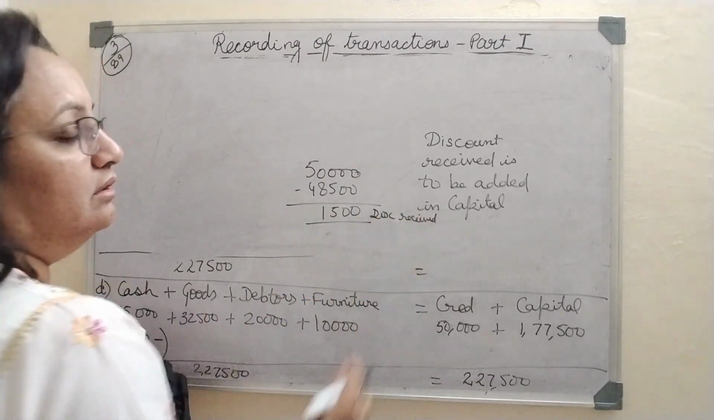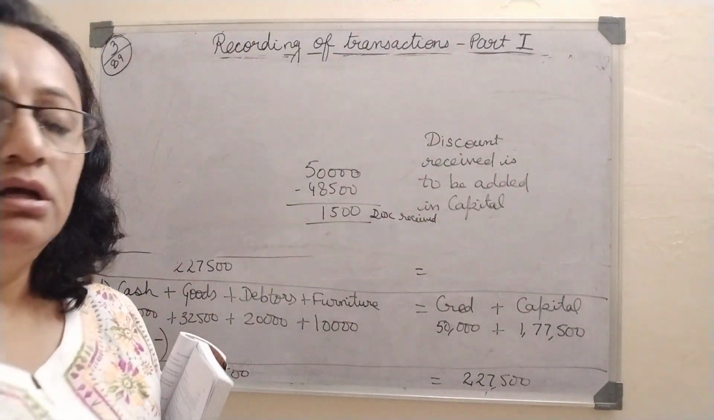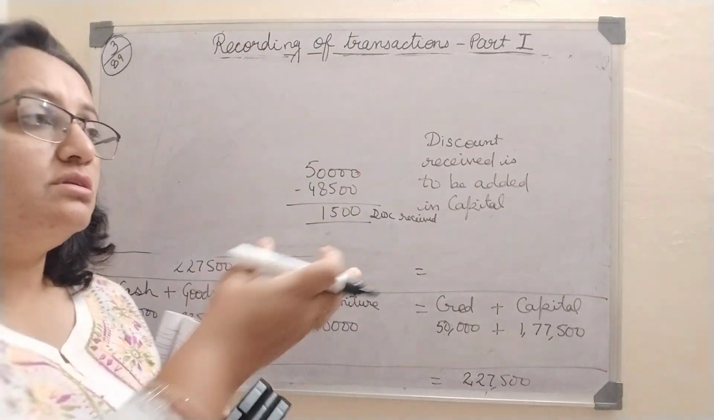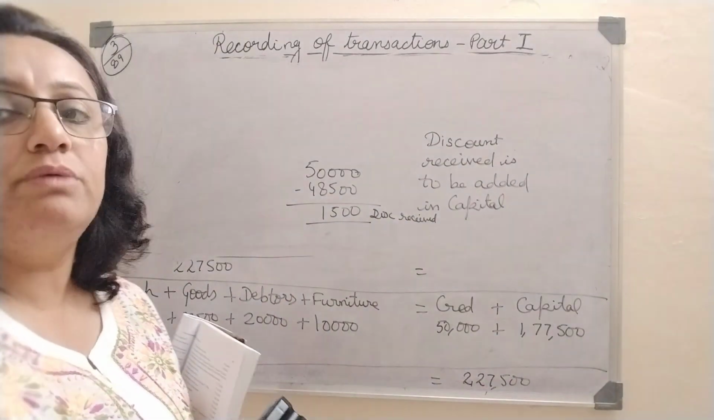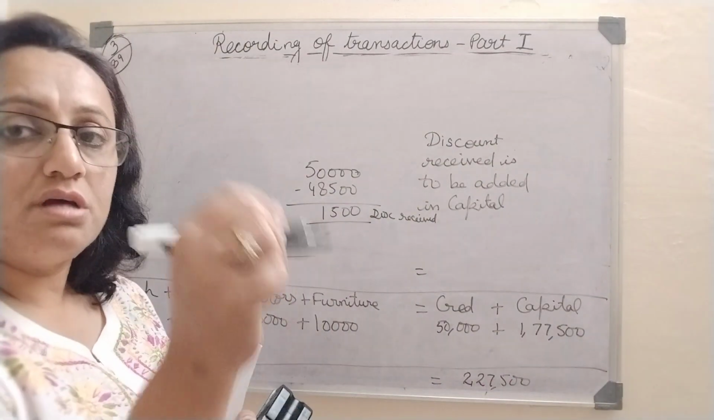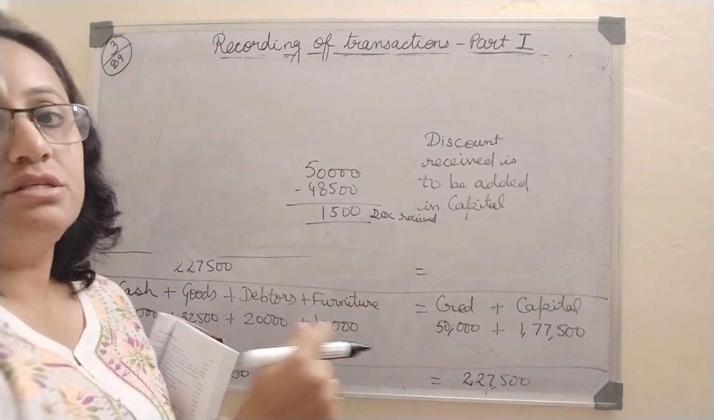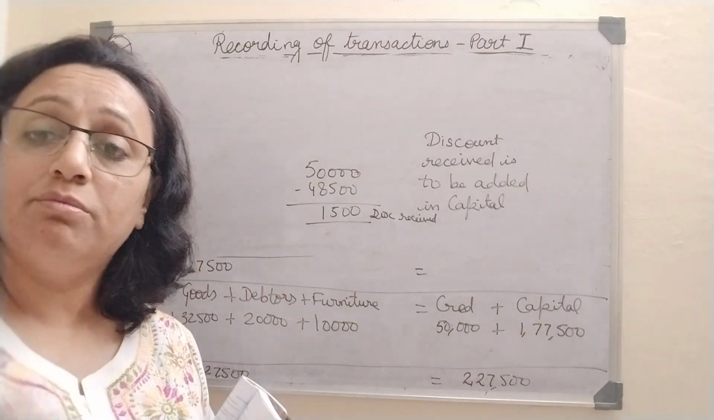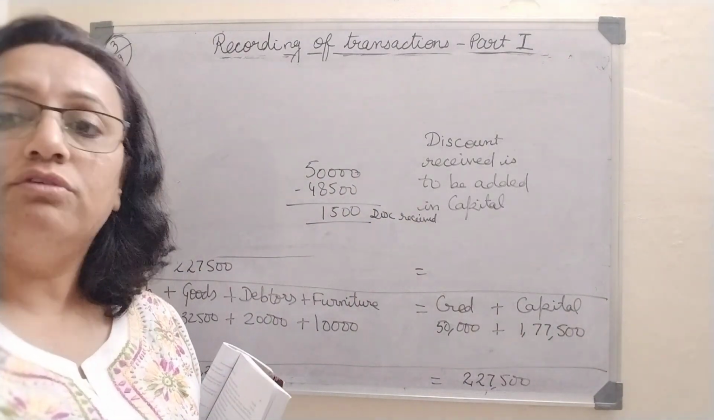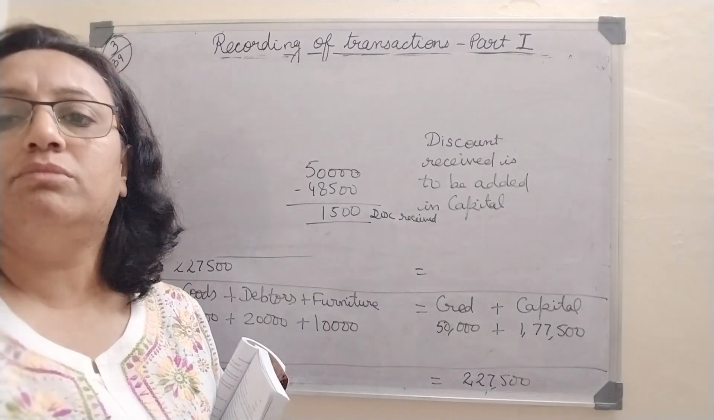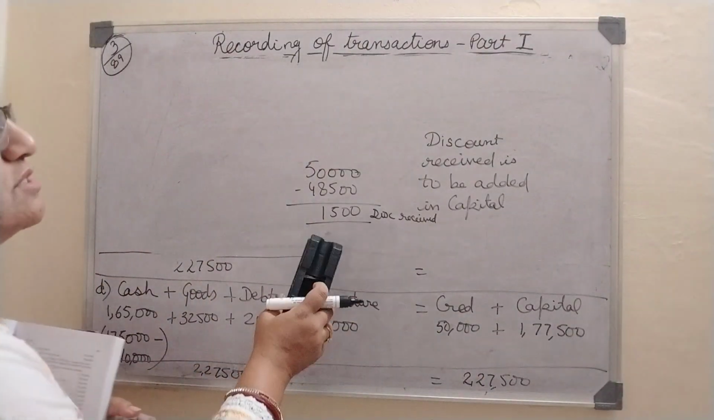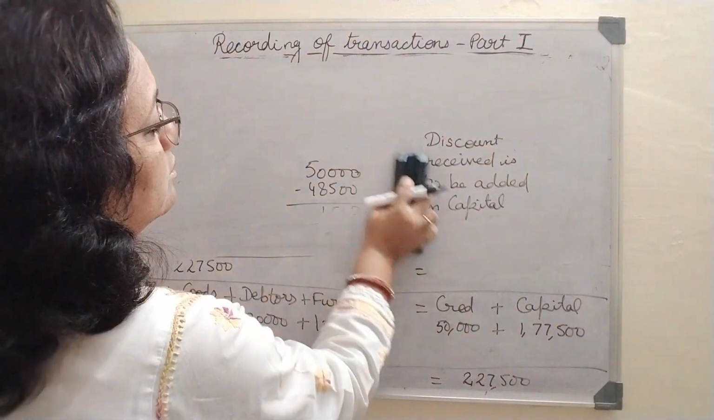When you are doing it on paper, you can make some working notes on the side or at the end of the page, and you can put a star. So whenever you are doing these kind of transactions which are new or different from the previous ones, you can make a note of these, because these kind of things are only going to come in exam, right? So this 1,500 is the discount received.